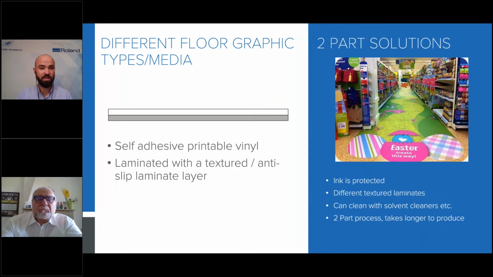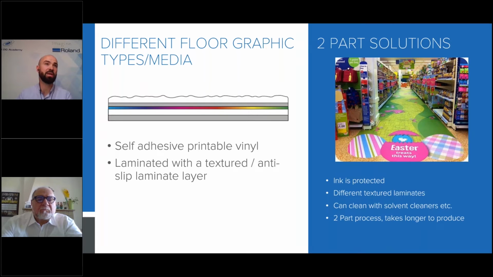What you would then do is print onto the surface of the face film using whatever technology it is that you have. And on top of that, you laminate with an anti-slip layer. So that would be a textured surface of some sort. They have slightly different textures depending on the laminate that you're going to be using. And you encapsulate the ink by putting that laminate layer on top.